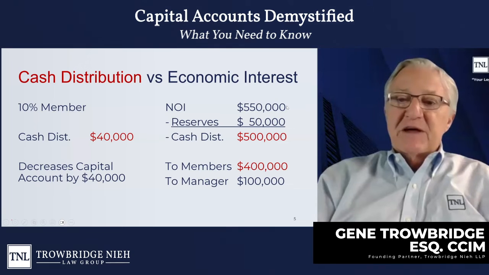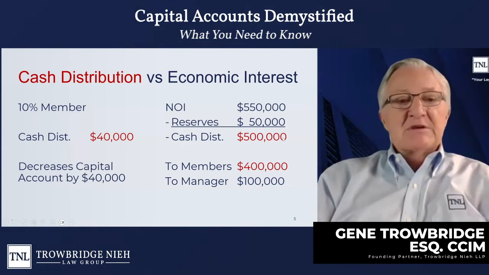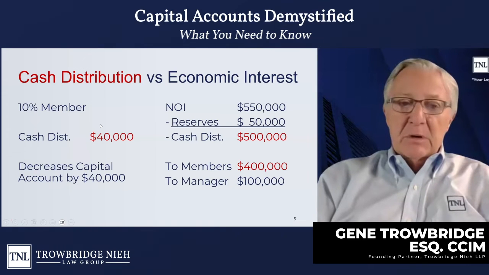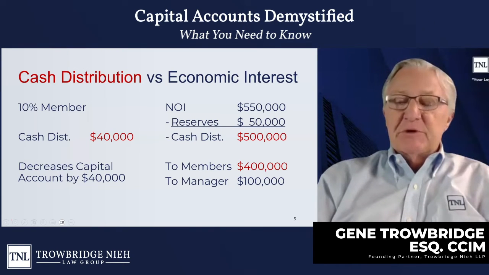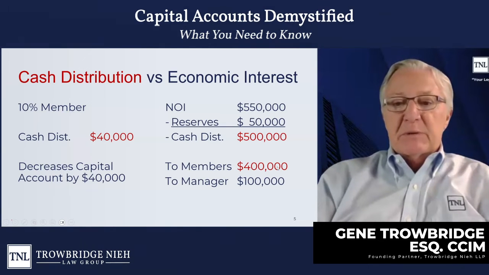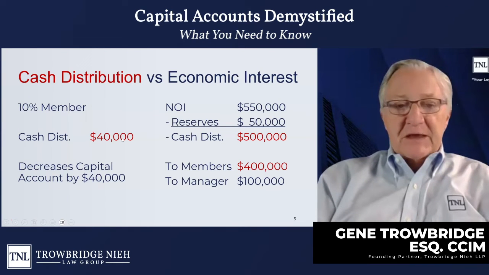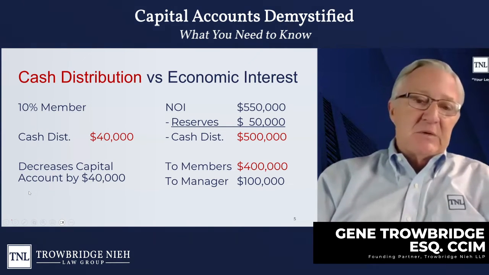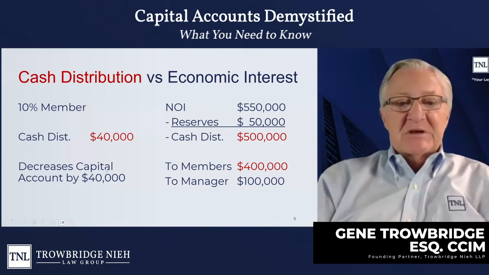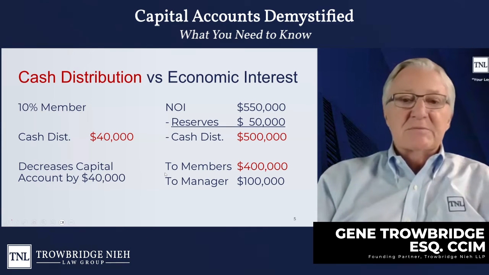The total NOI was $550,000. The reserves are $50,000, so there's $500,000 to invest. So a 10% member will get their share of the cash distributions, and because this is an 80-20 split, there's $400,000 to go to the members, and this member with the 10% ownership will get $40,000. That will decrease the investor's capital account by $40,000.